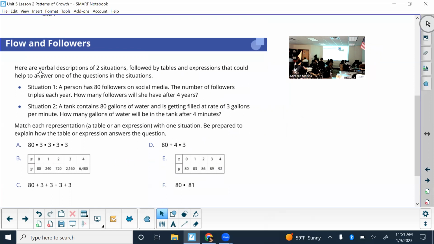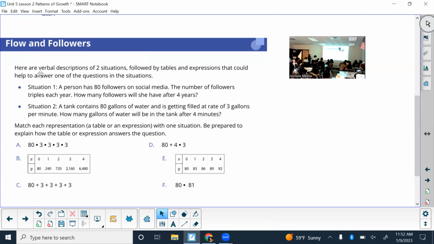So situation 1, a person has 80 followers on social media. The number of followers triples each year. How many followers will she have after 4 years? Situation 2, a tank contains 80 gallons of water and is getting filled at a rate of 3 gallons per minute. How many gallons of water will be in the tank after 4 minutes?